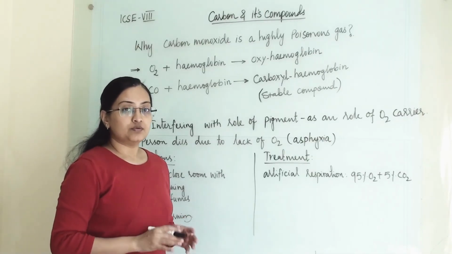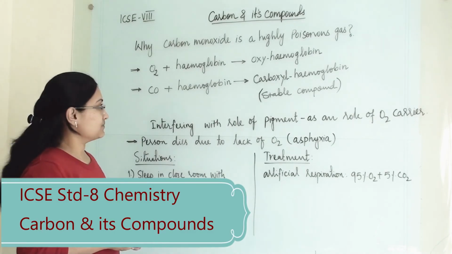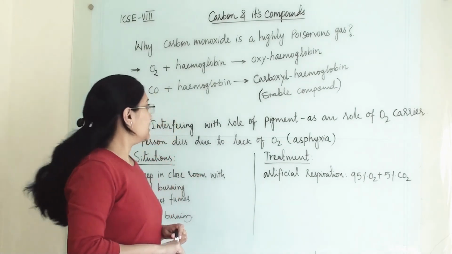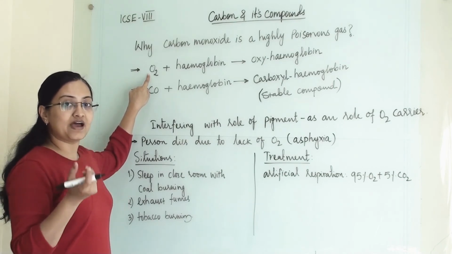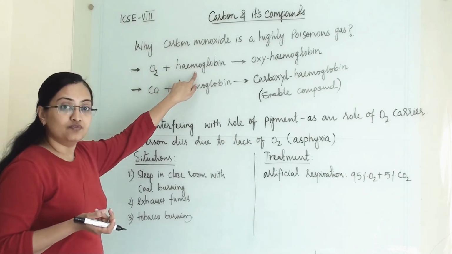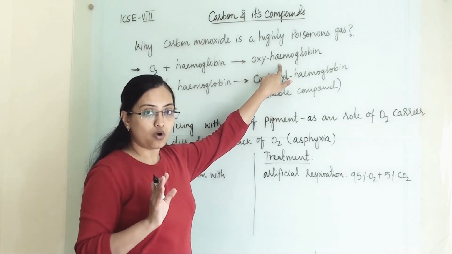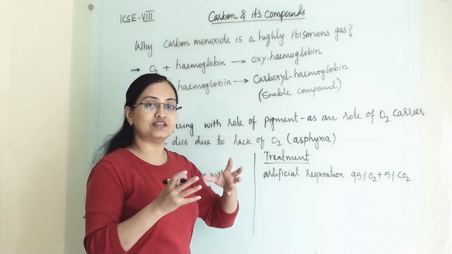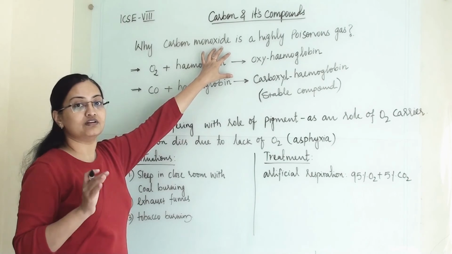Now we will study one important reason that why carbon monoxide is a highly poisonous gas. So what will happen when we inhale carbon monoxide? Generally when we inhale air, our respiratory system will take up oxygen, and that oxygen will react with our blood hemoglobin and form one compound named oxyhemoglobin. So this will reach various tissues and they will take up the oxygen from this.